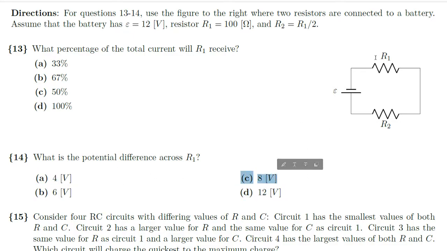Now, between those, because you know that R1 has the larger resistance and hence the larger voltage, you can use process of elimination in this problem to narrow it down to 8 volts. You wouldn't actually need to calculate it out, but that would be the procedure behind why you get 8 volts, because it takes 2/3 of the total resistance.